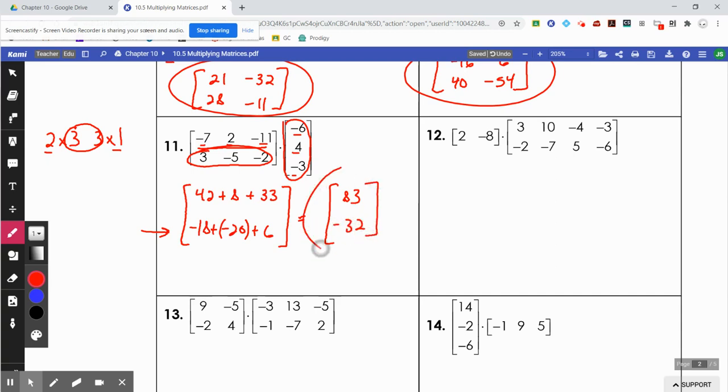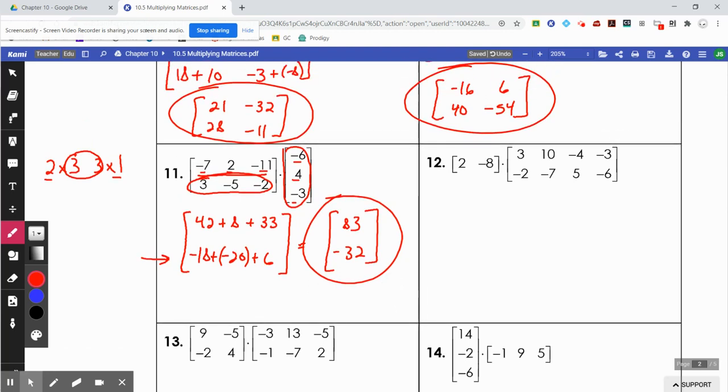2 rows, 1 column. Number 12, can they be multiplied? This is a 1 by 2, and you're multiplying by 2 by 4. Middle numbers are the same, so yes, they can, and you should get a 1 by 4 as an answer. So you're only going to have 1 row in your answer. So let's take our first row, and we're going to multiply it by each column.